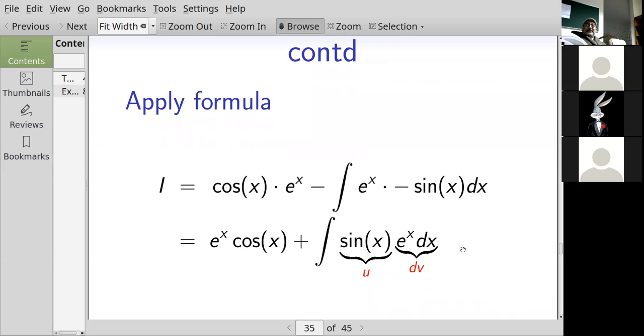So it looked as if we had made our lives easier. But here my life isn't any easier. I had an integral of a cosine times an exponential, and now I've got an integral of a sine times an exponential. And, well.